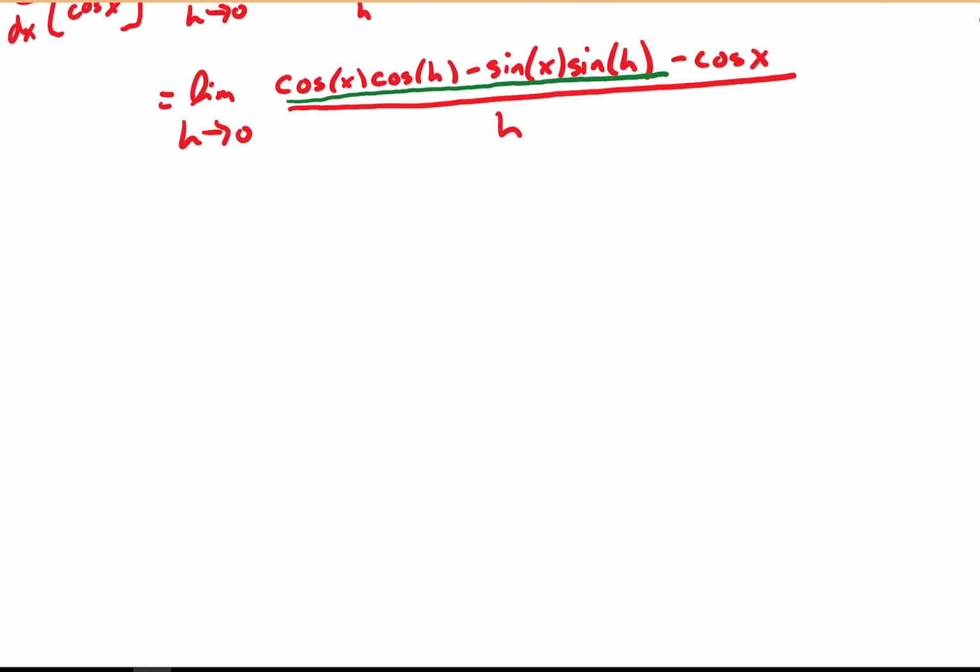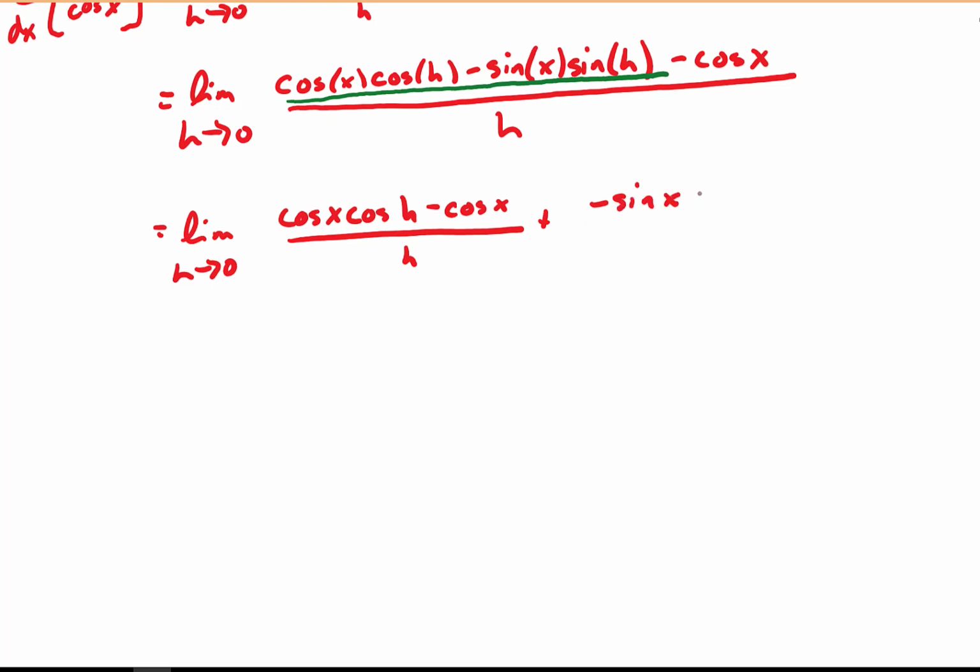So similar to what we did in the proof of the derivative of the sine function, I'm going to group together two of these terms. And so what we're going to see is it's going to fall out just like it did before, but in the opposite fashion. So I'm going to group together these two cosine terms and put them all over h. That's the cosine of x, cosine of h, minus cosine of x, all over h. And that's plus then negative sine of x, sine of h, all over h.